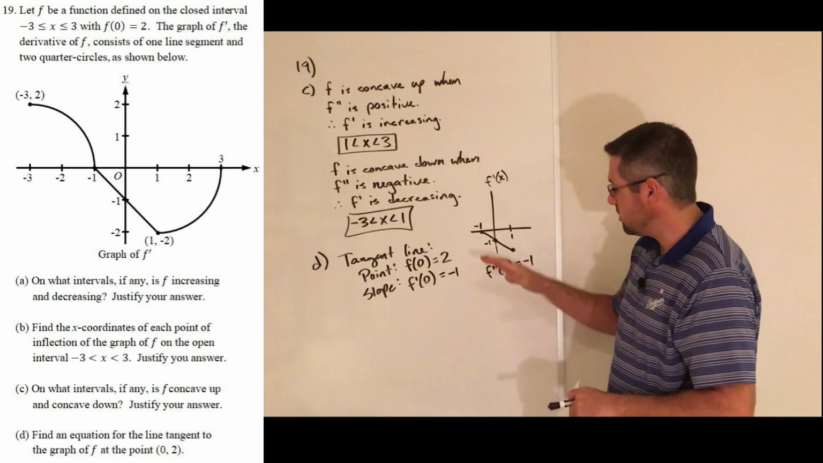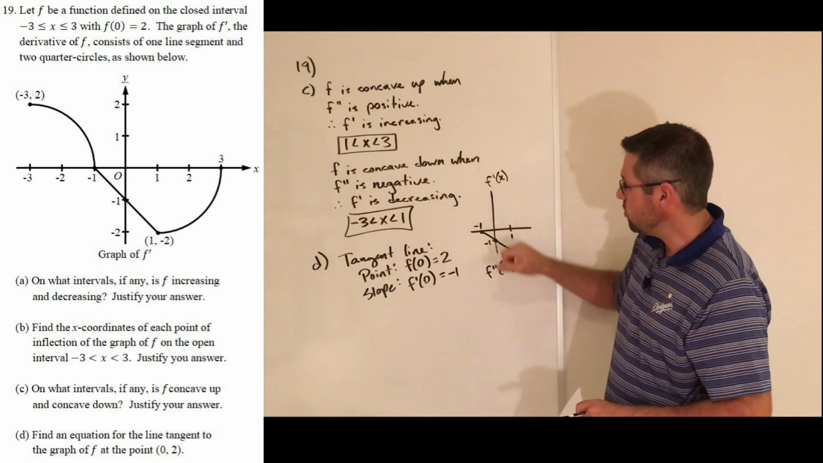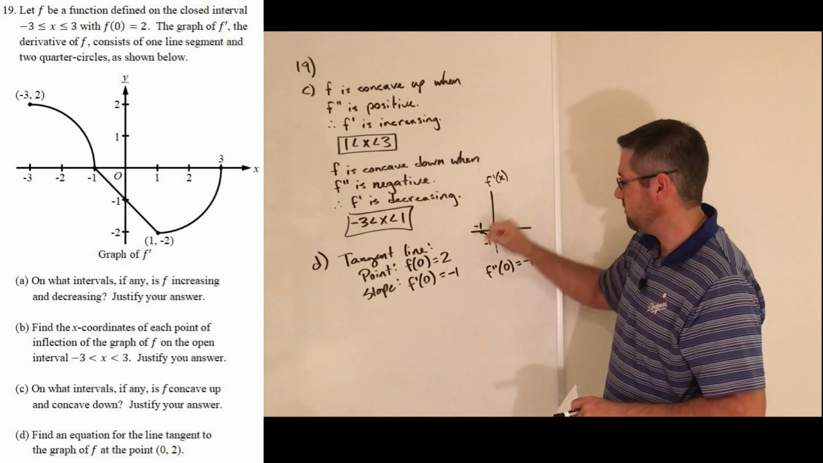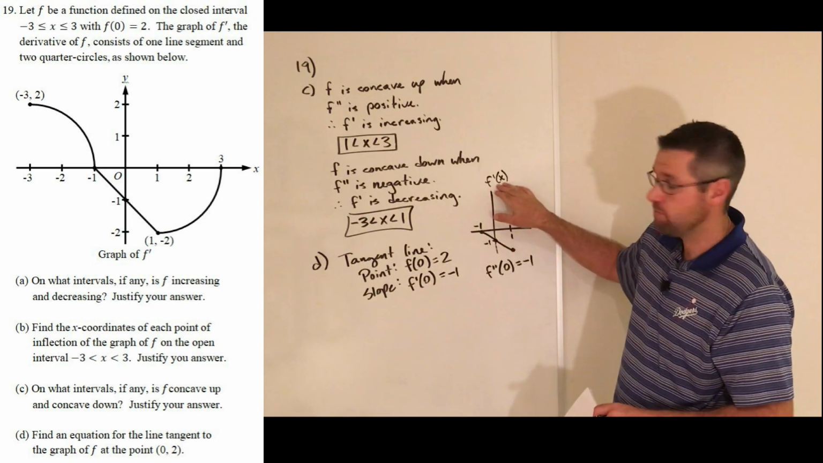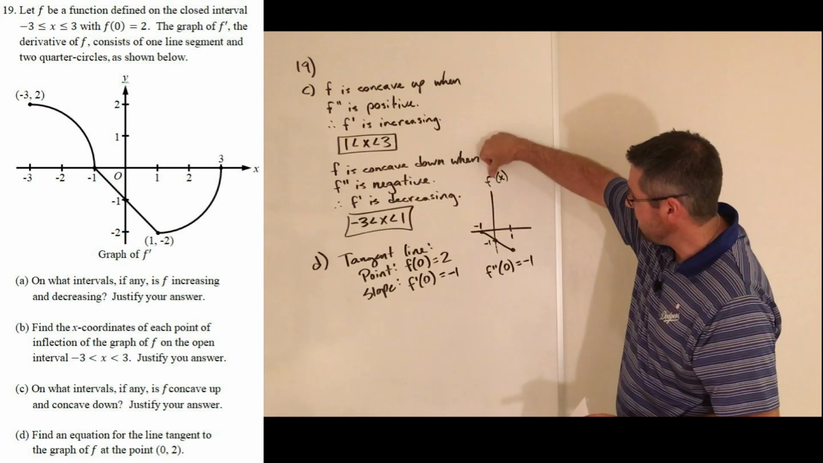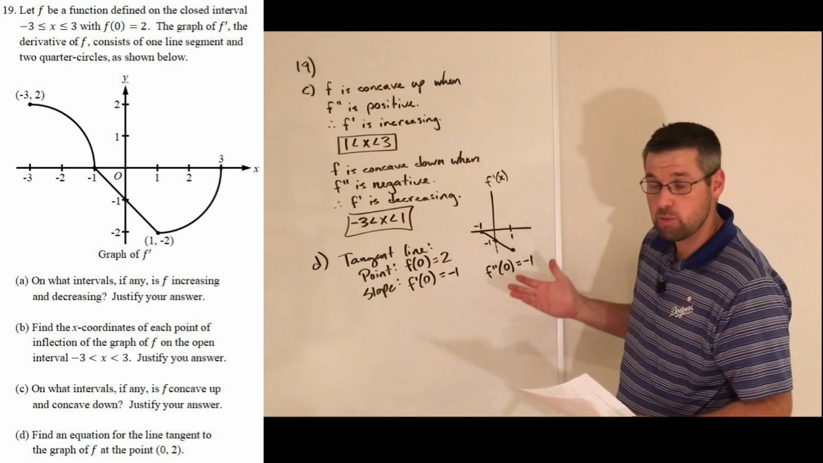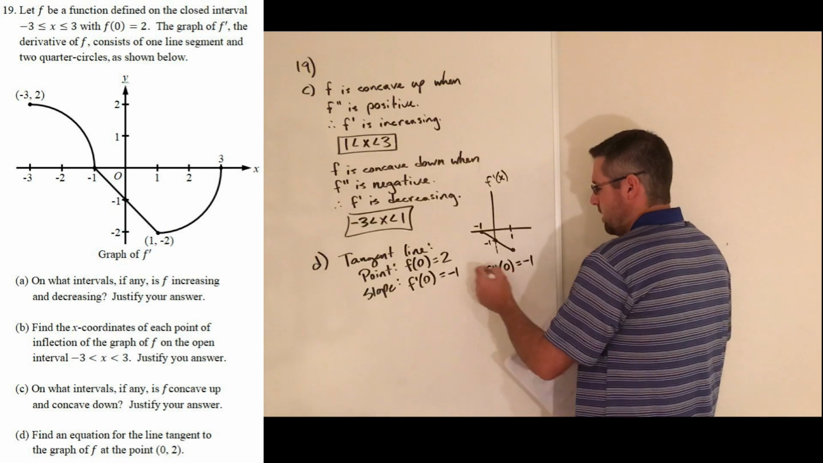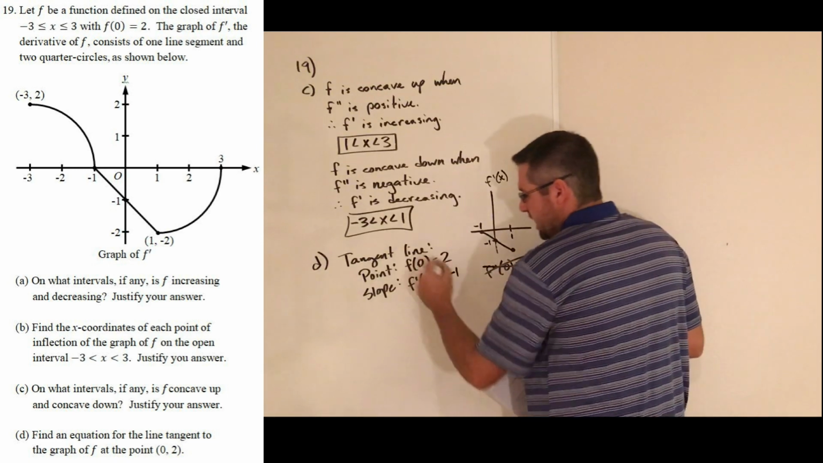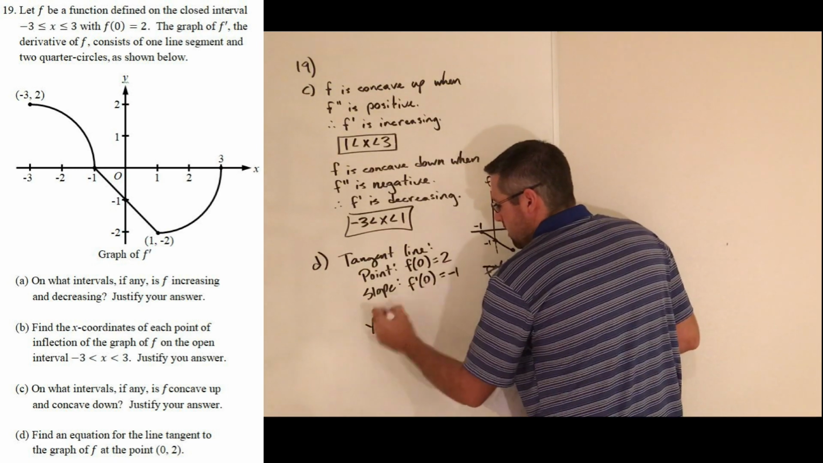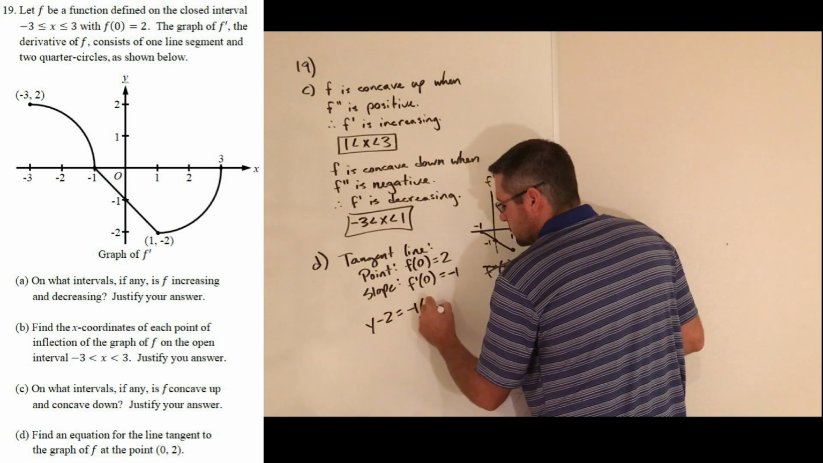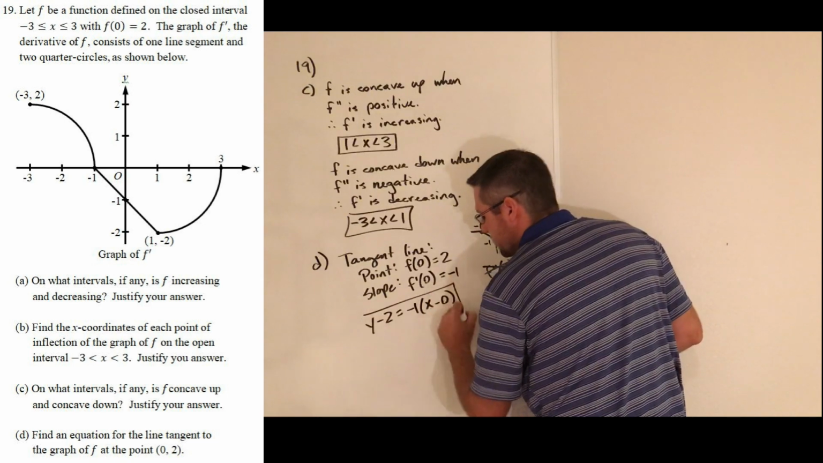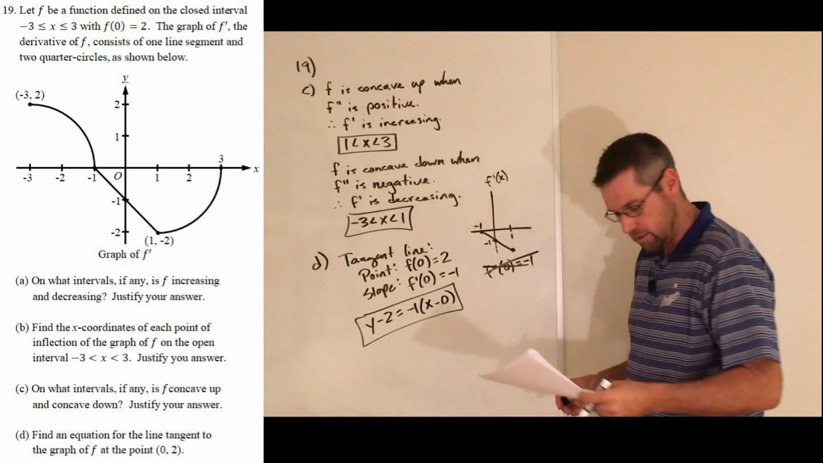So do we want the slope of the derivative or do we want the value of the derivative? We want the value of the derivative given that function. Now if this said f of x, then we would look for the slope. But we don't want the second derivative. So our tangent line is going to be y minus 2 equals -1 times x minus 0. And that is our answer for part D.